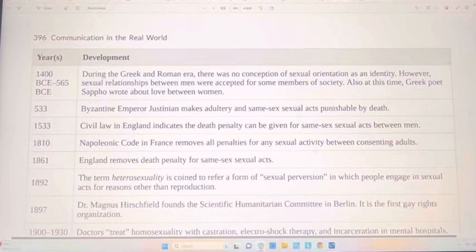All right, this is another chart, the years and the development. So this is saying 1400 BCE to 565 BCE. During the Greek and Roman era, there was no conception of sexual orientation as an identity. However, sexual relationships between men were accepted for some members of society. Also at this time, Greek poet Sappho wrote about love between women.